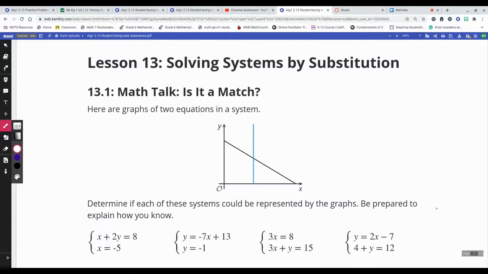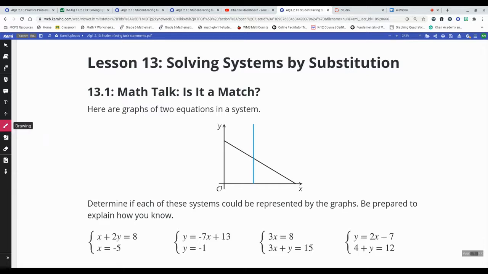So today's lesson is Unit 2, Lesson 13. And we're going back a little now that we've reviewed how to graph lines. And so I feel that we're ready for this additional method of solving a system of equations.